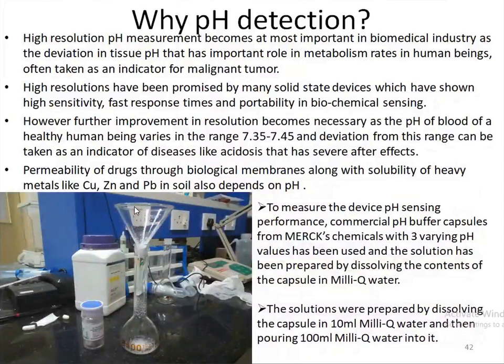So how can this pH solution detection be used in biosensing applications? The pH of solutions has a high dependence on whether a person is affected by cancers or tumors. For example, if we consider the blood pH of a normal human being, it will be at the level of 7.